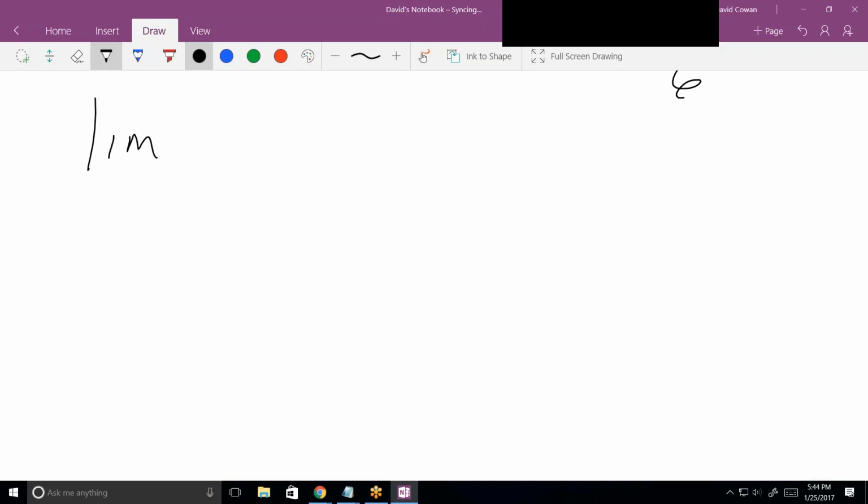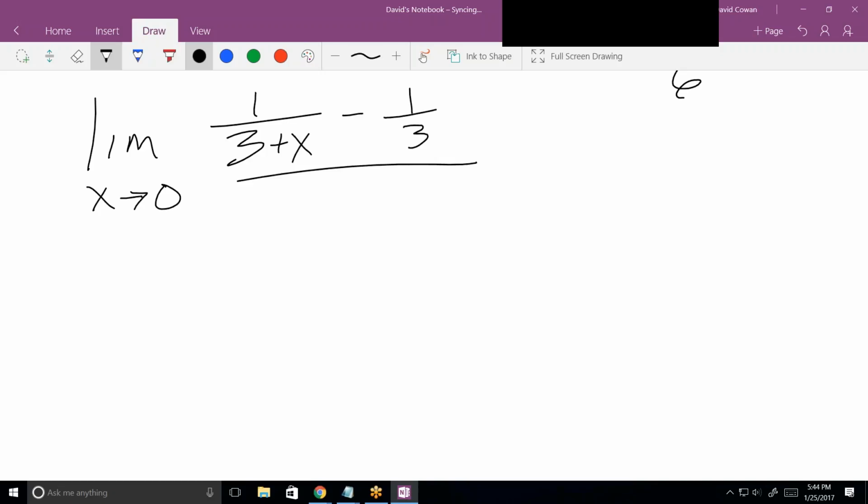Remember, the first technique is factoring. The second technique is multiplying by the conjugate. And this technique is actually adding the fractions together, using algebra. And clearly, upon direct substitution, I get 0 over 0.